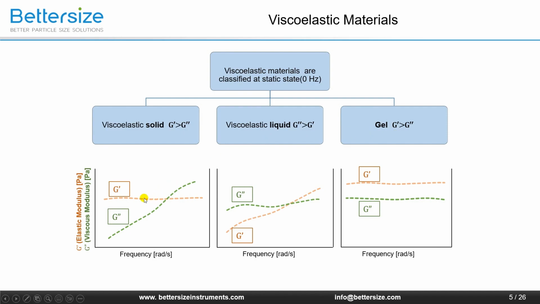For a viscoelastic solid, G' is constant and dominates at low frequencies, while G double prime increases with increasing frequency and dominates at high frequencies. It has a stiff consistency when resting but deforms readily when subjected to a sufficiently large force. For a viscoelastic fluid, G double prime is more than G' at low frequencies and G' is more than G double prime at high frequencies. That's why a viscoelastic fluid behaves like a liquid at a low angular frequency. For a gel-like material, G' and G double prime are parallel over the entire frequency range.